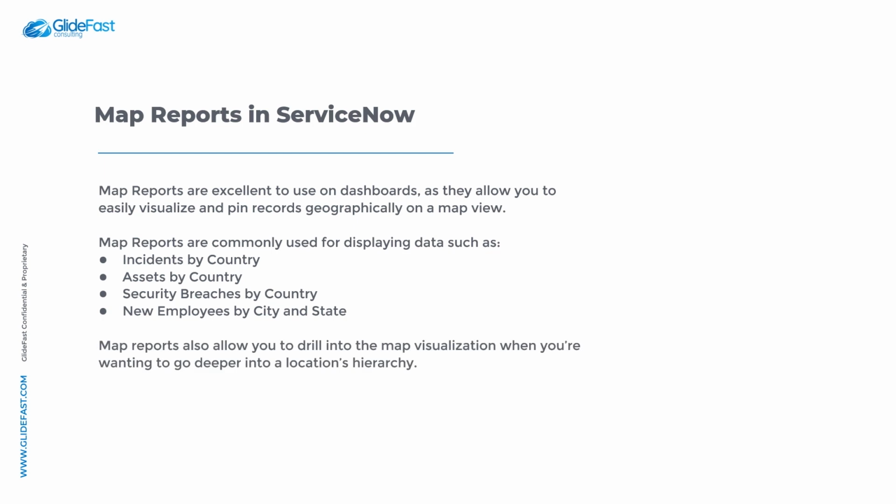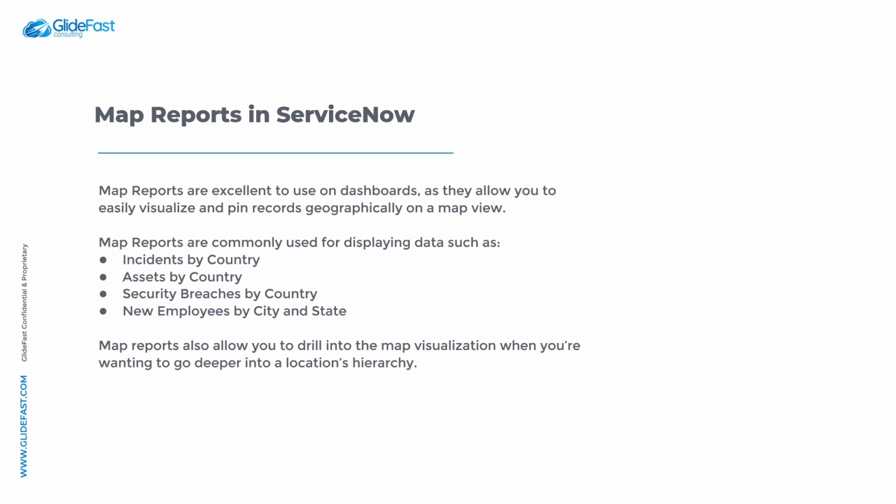Map reports also allow you to drill into the map visualization when you're wanting to go deeper into a location's hierarchy. For example, you may be looking at the United States and you see a large amount of incidents being created in the state of California. With the drill down functionality, you can drill into the state of California and see which cities the incidents are being created from. This type of functionality is great as it allows you to go from a 10,000 foot view and then right into a detailed view.